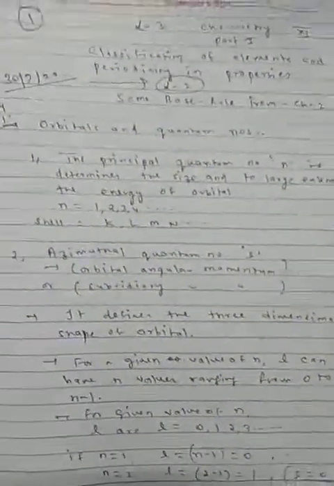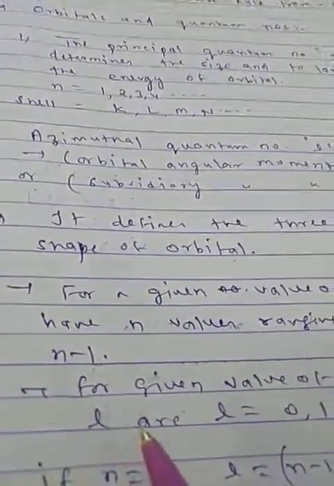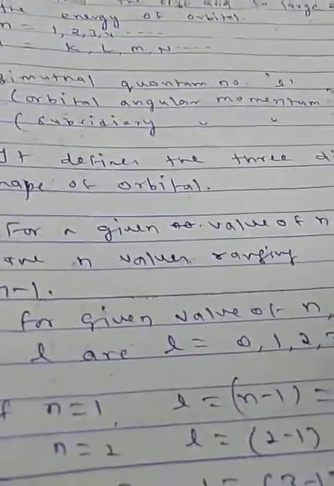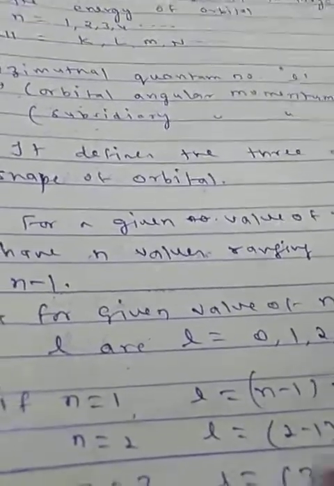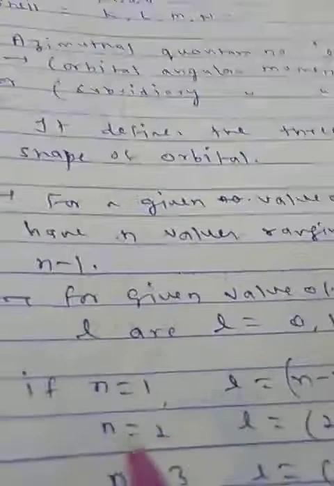It defines the three-dimensional shape of orbitals. For a given value of n, l can have n values ranging from 0 to n minus 1. For a given value of n, if the principal quantum number is n, then l is 0, 1, 2, 3. Now how?